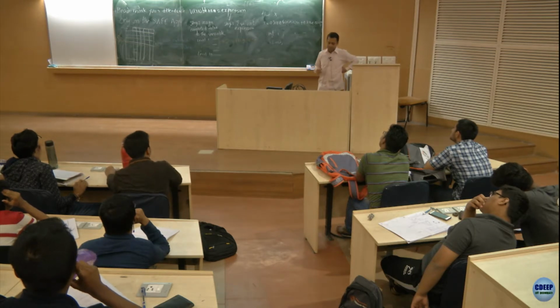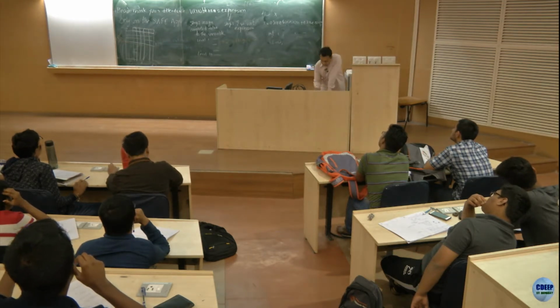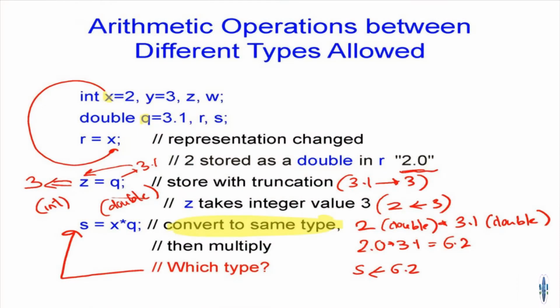Now I am going to set R to x. Okay, x is an int, equal to 2. What will happen is that the representation gets changed, because I am assigning to a double precision variable an integer value. The integer value will be treated as a double precision value. So it will be treated as 2.0.